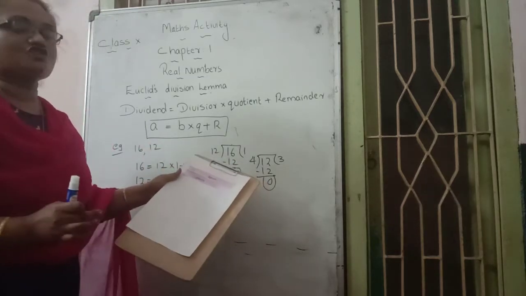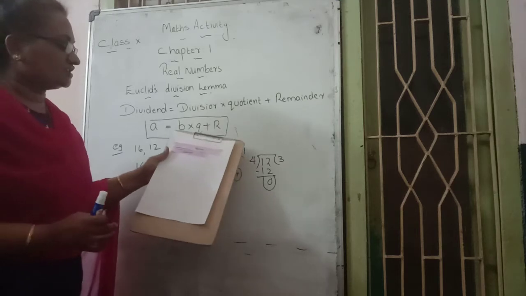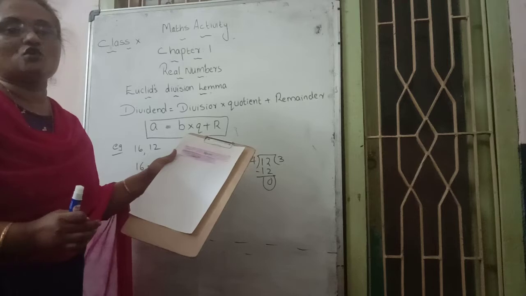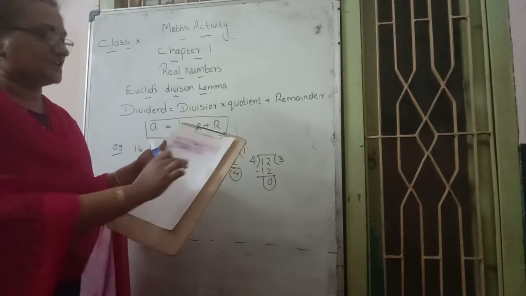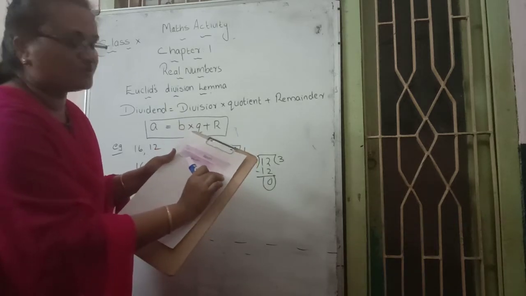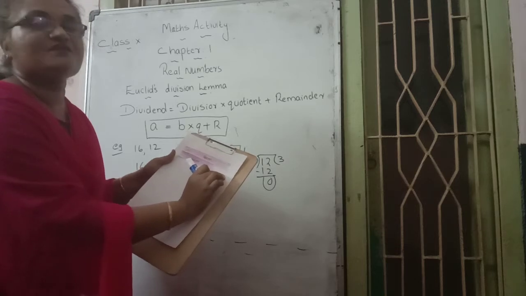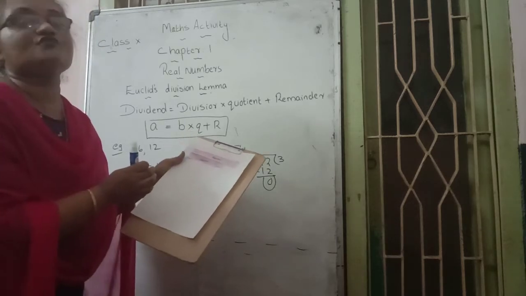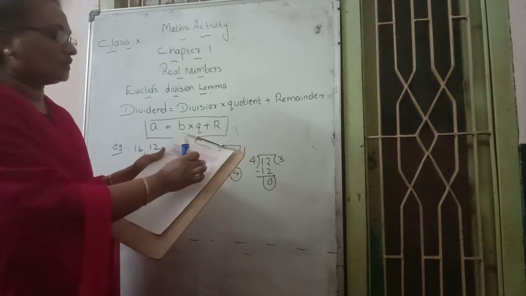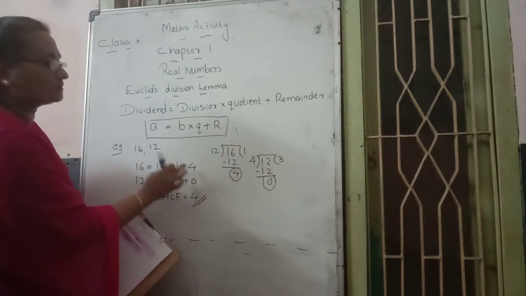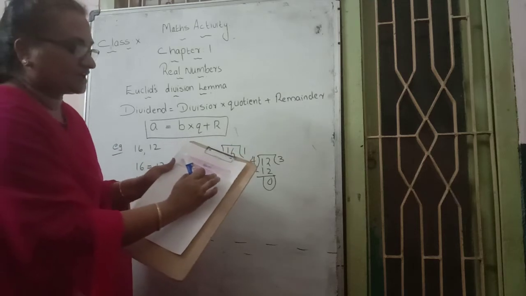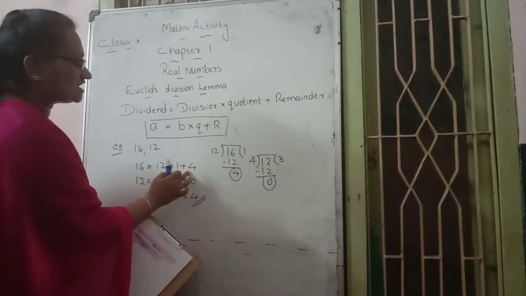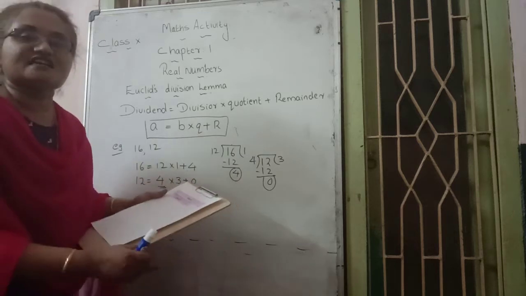We know that 12 added to 4 gives 16. That means the gap is 4 centimeters, measuring from here to here. That is the meaning: 4 becomes the remainder. Practically we say there is a 4 centimeter gap; theoretically we say 4 is the remainder.